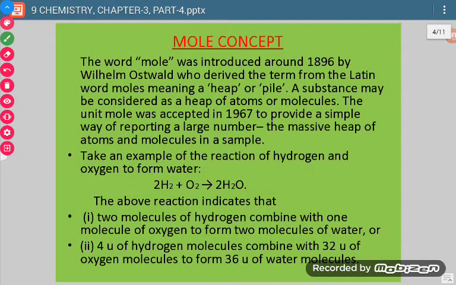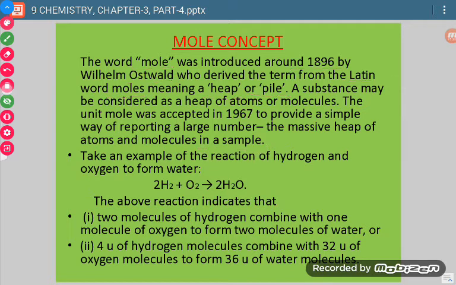Now let us come to the mole concept. Okay, so first of all, the word mole was introduced around 1896 by Wilhelm Ostwald, who derived the term from the Latin word moles, which means a heap or pile. Okay, a substance may be considered as a heap of atoms or molecules. The unit mole was accepted in 1967 to provide a simple way of reporting a large number, the massive heap of atoms and molecules in a sample.